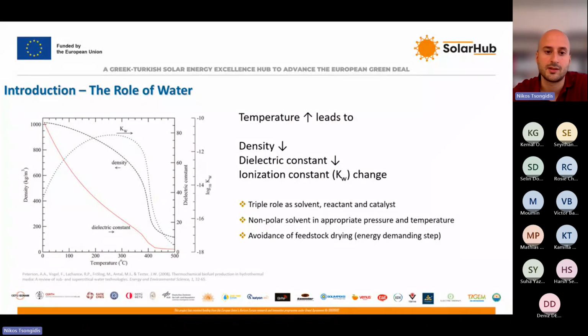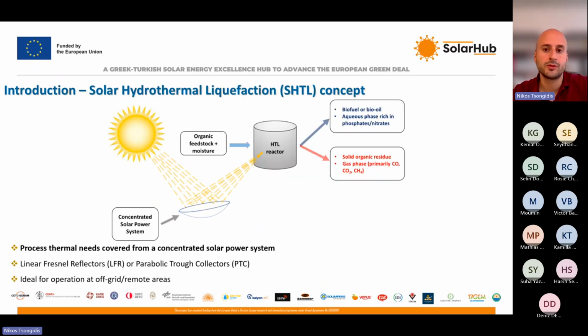constant. In all these cases and through the application temperatures, we see that these characteristics have a very important role when it comes to the production of our biofuels. And of course, as I said, in HTL, we avoid the drying of feedstock. On the contrary, we want to achieve as high moisture content as possible, up to 90% of the total mass of our feedstock. So moving on to the introduction of concentrated solar thermal power in our HTL concept.